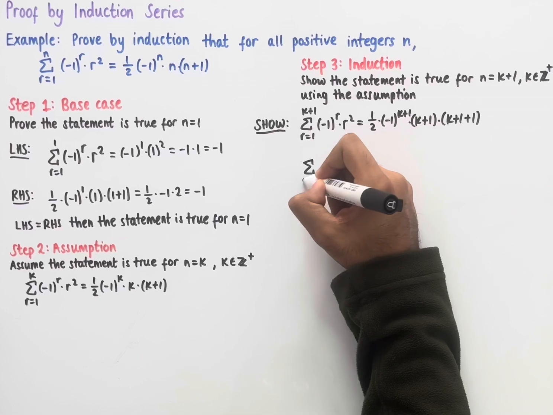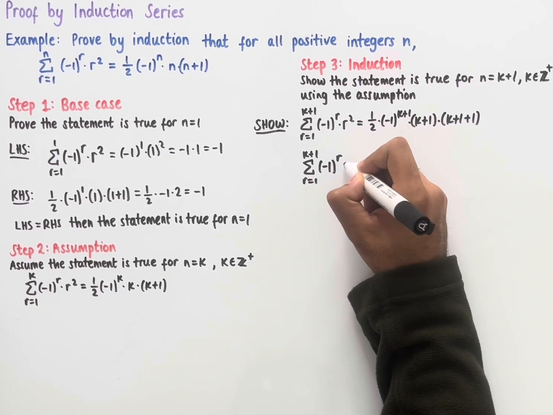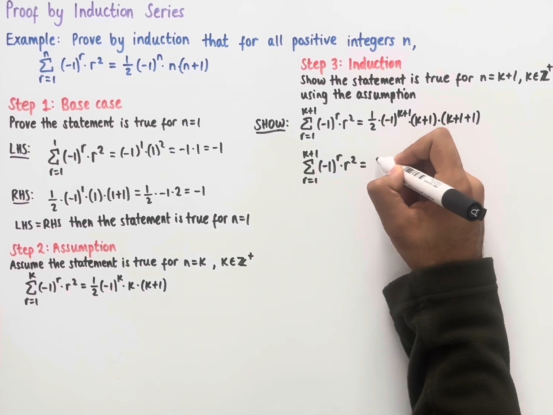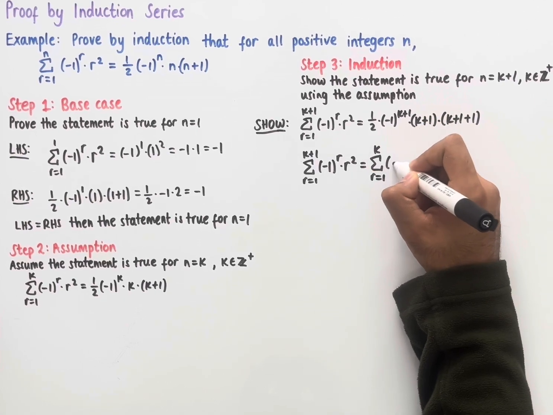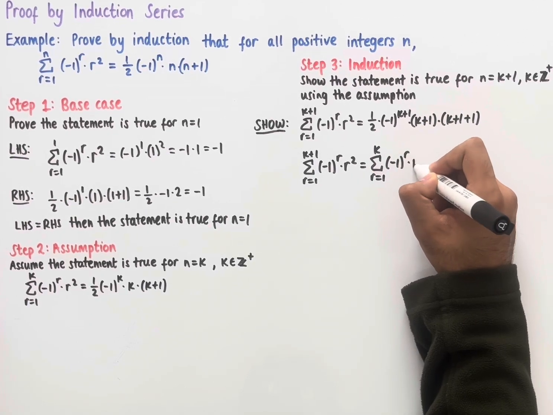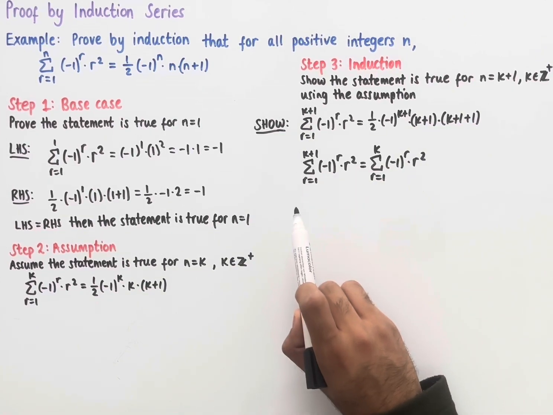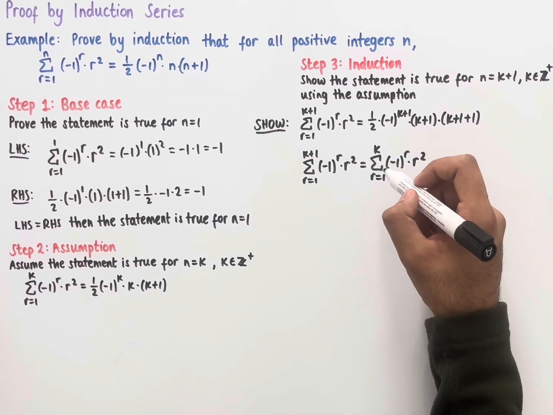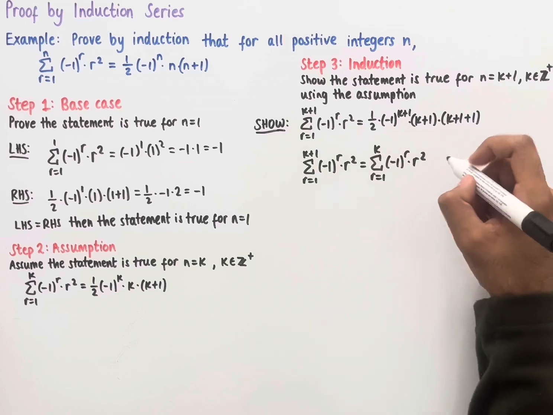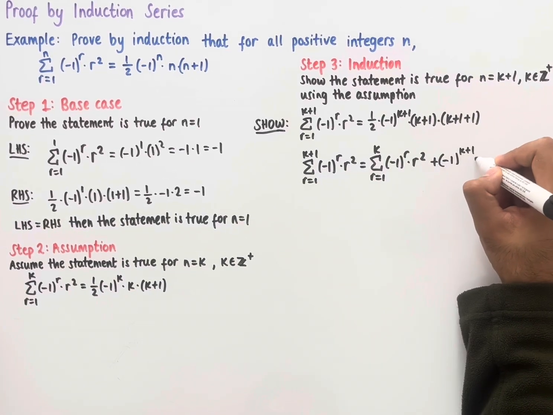So we have the sum from r equals 1 to k plus 1 of (-1)^r times r squared. Now this is equal to the sum from r equals 1 to k of (-1)^r times r squared. And now the final term in this summation that's missing is k plus 1, because this is the terms from r equals 1 all the way to k, and now we just need to substitute k plus 1 into this expression. So we add on (-1)^(k+1) times (k+1) all squared.